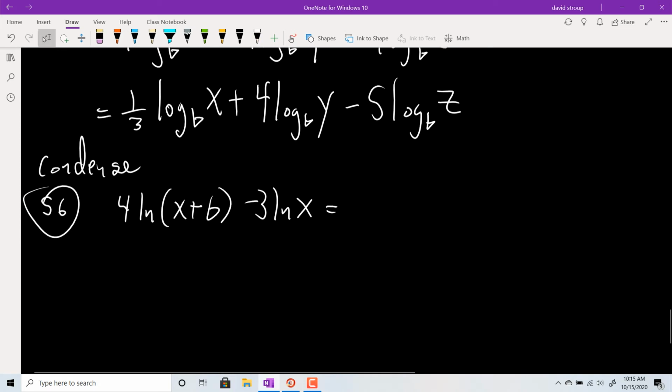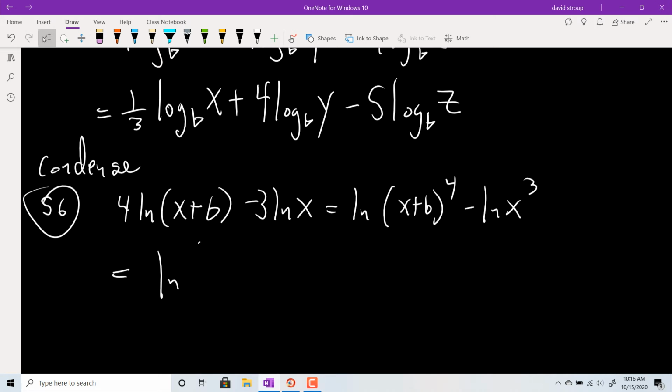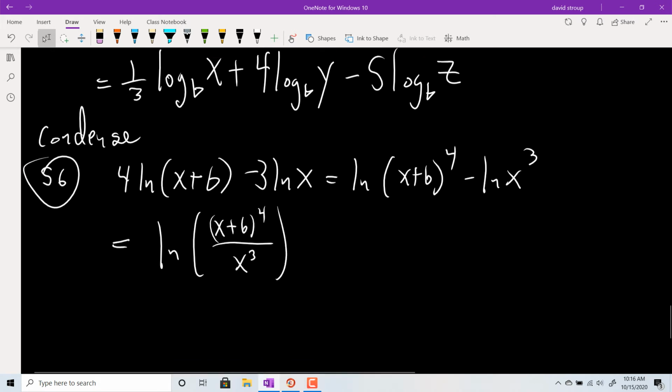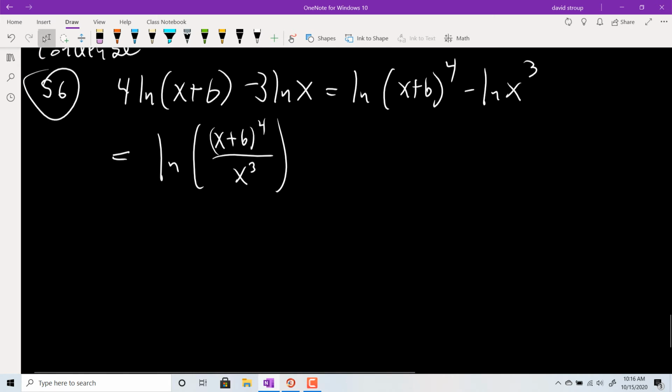Okay, so we'll have ln of x plus 6 to the 4th power minus ln of x cubed, and then I can do the quotient rule. So this would be the ln of x plus 6 to the 4th all over x cubed, and then you're done. Okay. So you don't want anything in front of that logarithm.